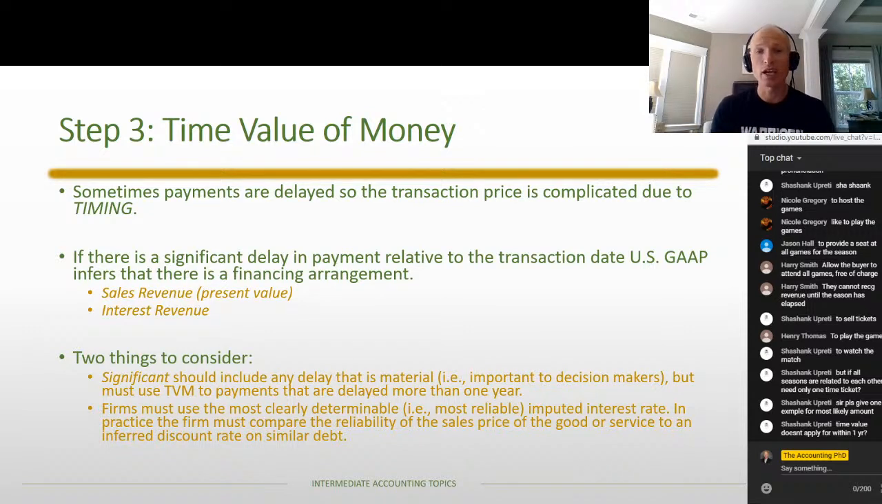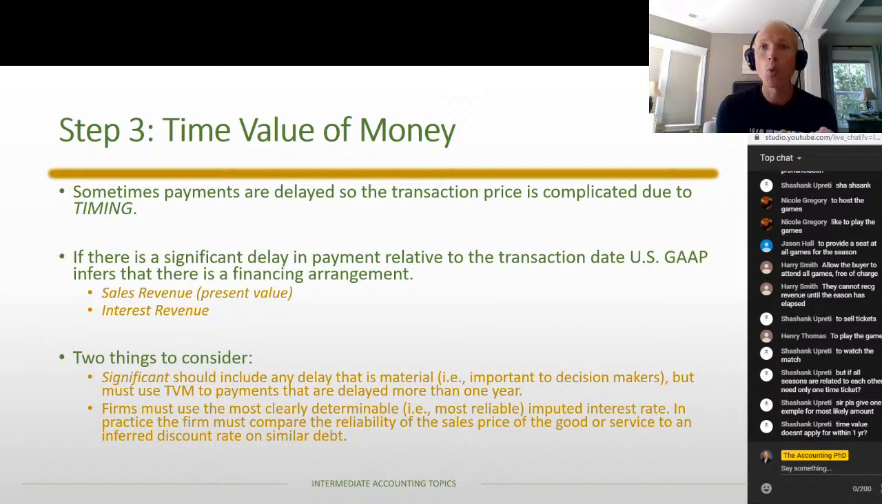But all that in the second step is, okay, given that I'm going to use the time value of money, I need a discount rate. And so we have to figure out what is the most reliable way to arrive at a discount rate. So in practice, the firm usually has to compare the reliability of the sales price of the good or service to an inferred discount rate on similar debt. In other words, they have to ask themselves, if we were to receive cash payment today for this item, what would we charge?